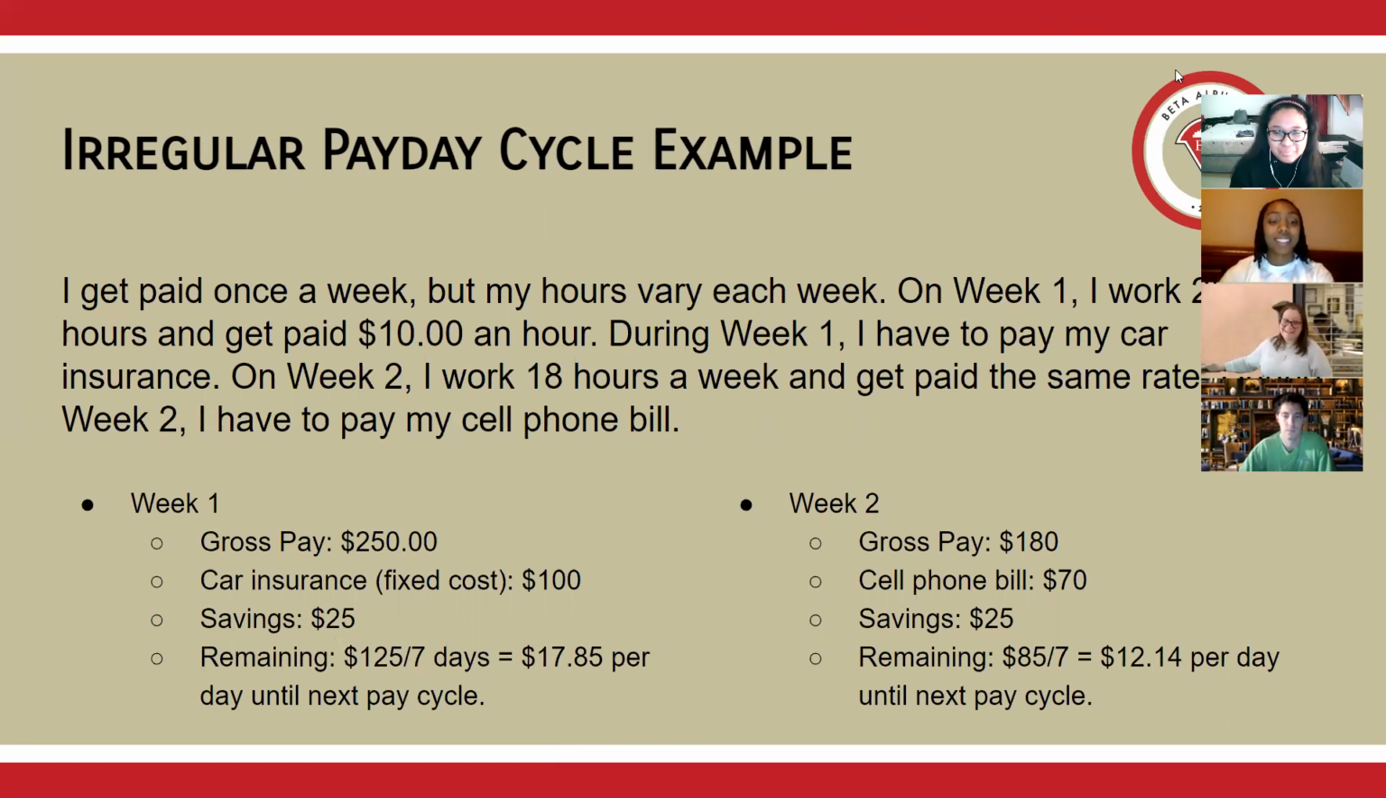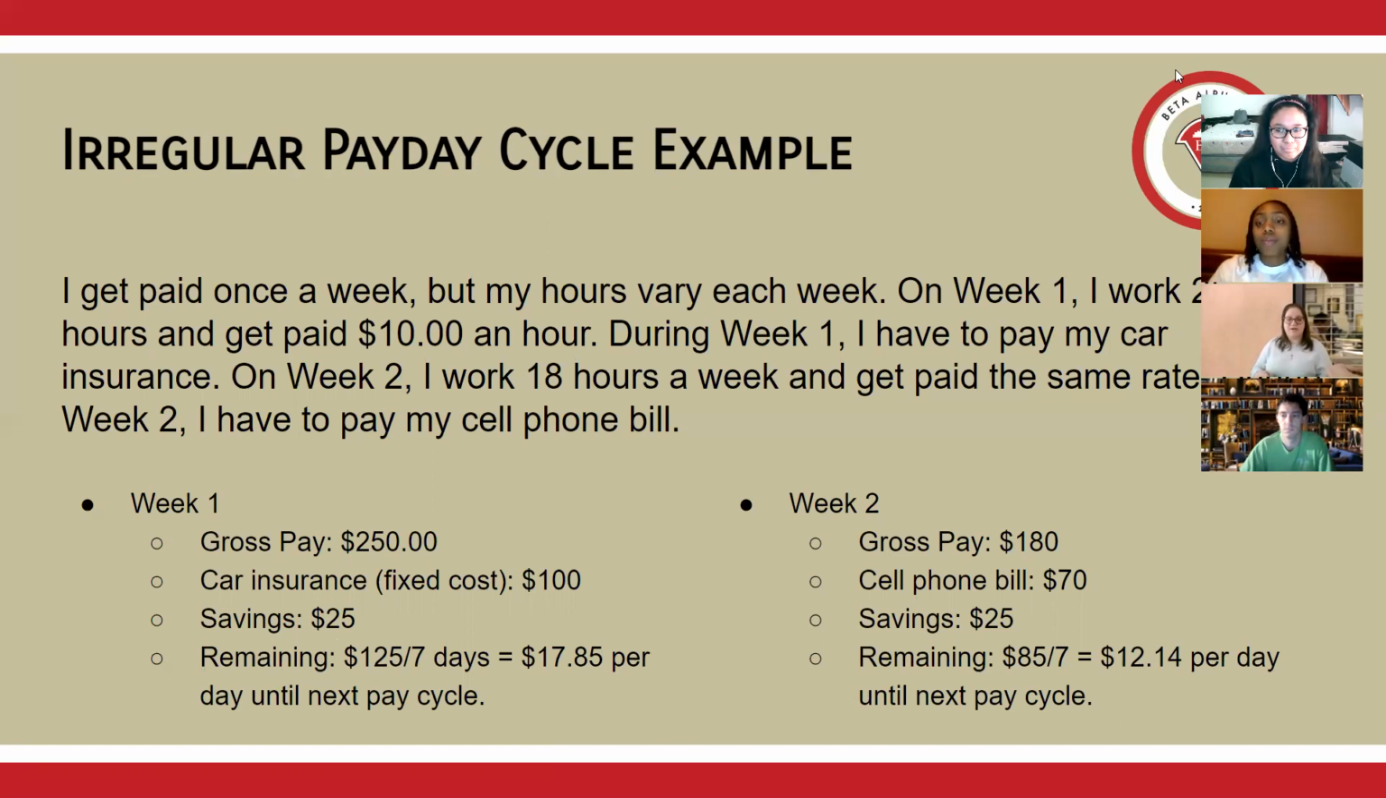Okay, so hi, I'm Tanya. And to go on with what Iman was talking about with the irregular payday cycle, here's a really good example. You get paid once a week, and your hours are going to vary unless you work full time always or you're salary. But if you're not, then you're going to work variably. So say you work 25 hours and you get paid $10 an hour.